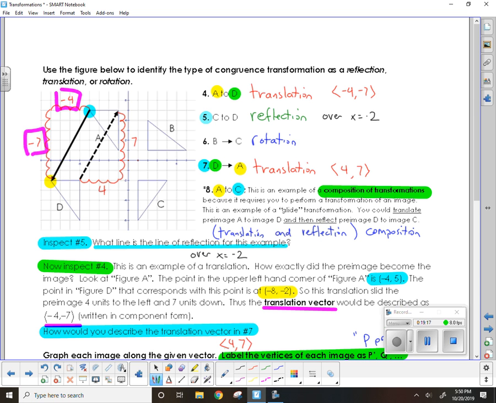Okay, and when you get to rotation, you're going to try and figure out things like how many degrees is the turn, and what is it turning around, and the direction, which would be clockwise or counterclockwise. And we will check that when I get back.